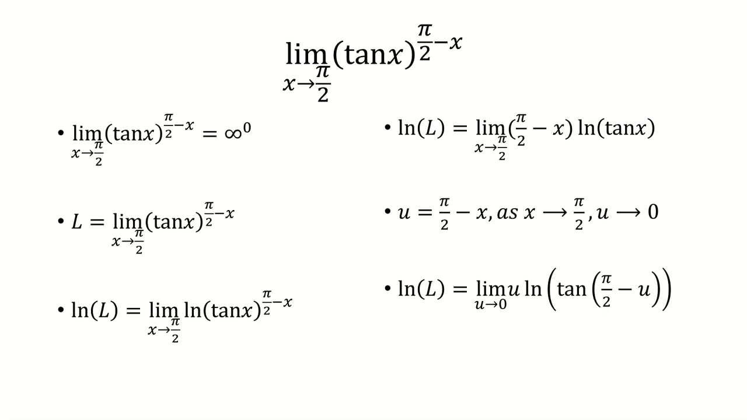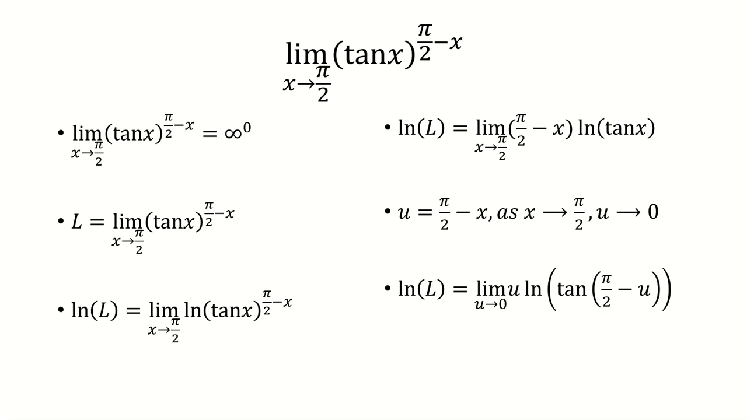We have tangent of pi over 2, which at pi over 2 is an asymptote, and so that's going to go to infinity, whether it's positive or negative infinity, depending on whether we're approaching it from the left or the right. And then pi over 2 minus x is just pi over 2 minus pi over 2, which is 0. And we have an indeterminate form, infinity to the 0 power.